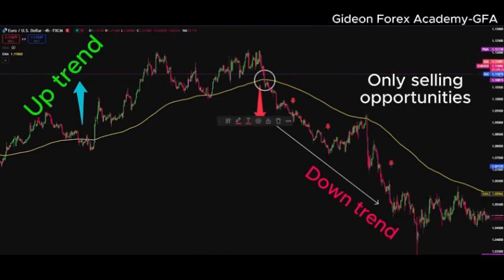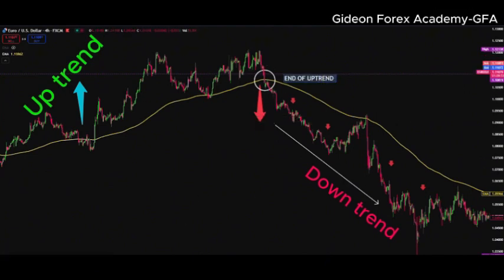So you can use the 200 moving average or any moving average, okay, to determine the trend change as long as the price has broken below or above the 200 moving average or any moving average you see. So you can see the end of the uptrend and the beginning of the downtrend.